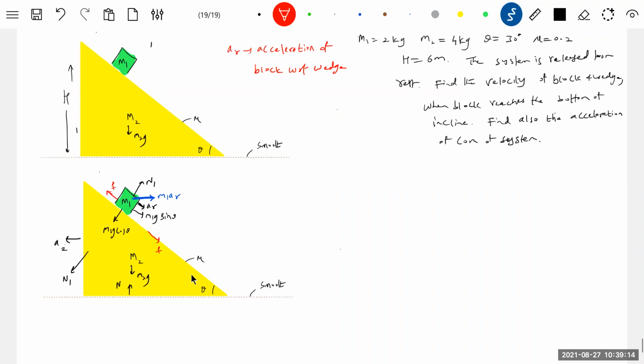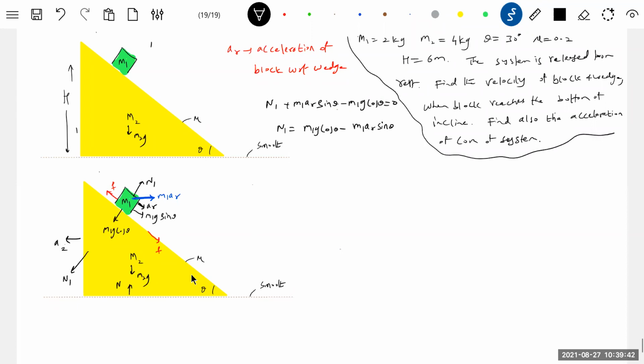And then what equations of motion can we write? First of all, normal contact is needed. So N1 plus M1 AR sin theta minus m1 g cos theta equals 0. It's a good question for learning. A lot of things are involved.